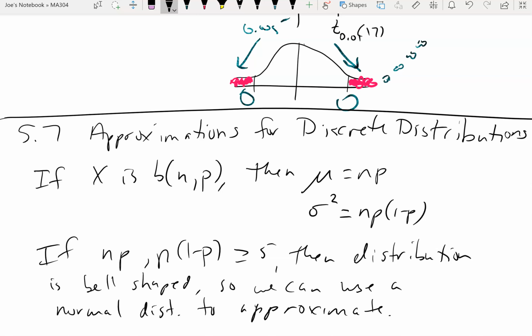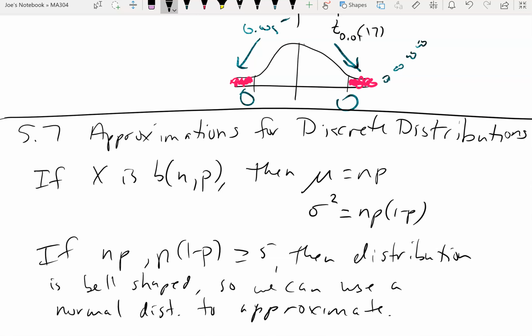Yeah, Grace. Why is it 5? It's just a rule of thumb. It's to make sure that your probability of success and your probability of failure isn't skewing things. So if your probability of success is really, really high, you're going to get a distribution that's really skewed to the right. But that means that your probability of failure is really, really low. It's basically a measure of how it skews.